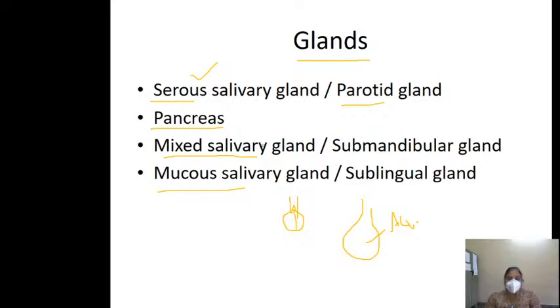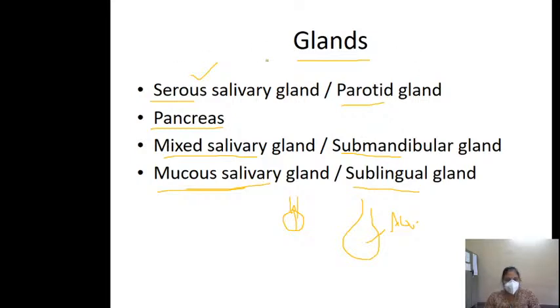An example for the mixed salivary gland is the submandibular gland. Even in the exams, if you see the serous gland, if you write parotid gland, it's okay. We will give you marks. So even the mixed salivary gland you can write as the submandibular gland. And then the mucous gland, where you see it is predominantly mucous acini. An example for the mucous gland is the sublingual gland. So you have three types of salivary glands, the serous, mixed and the mucous. In the serous gland, the example is the parotid gland, mixed, submandibular gland, mucous gland is the sublingual.